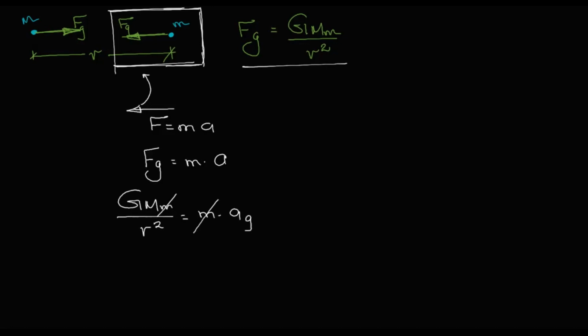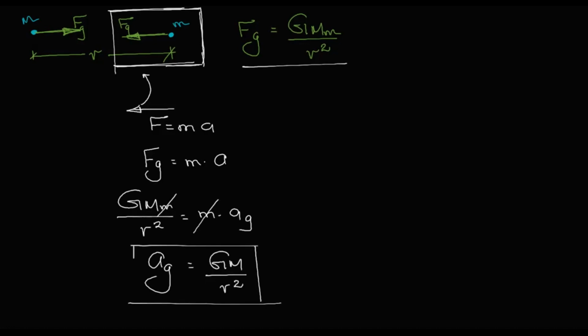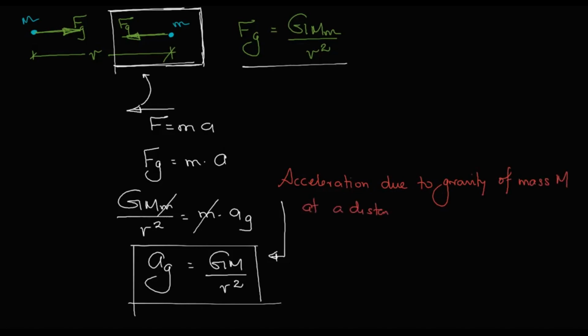And we can say this is the acceleration due to gravity. So acceleration due to gravity is G M over r squared, right? So that is this equation. And this acceleration due to gravity is due to the mass capital M, all right, at a distance of r. So we can say this is the acceleration due to gravity of mass M at a distance r from the center.